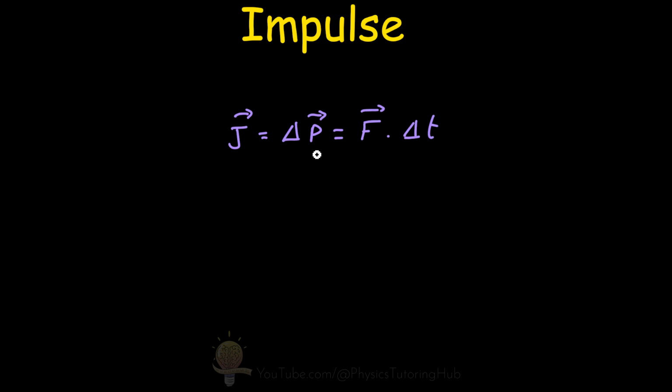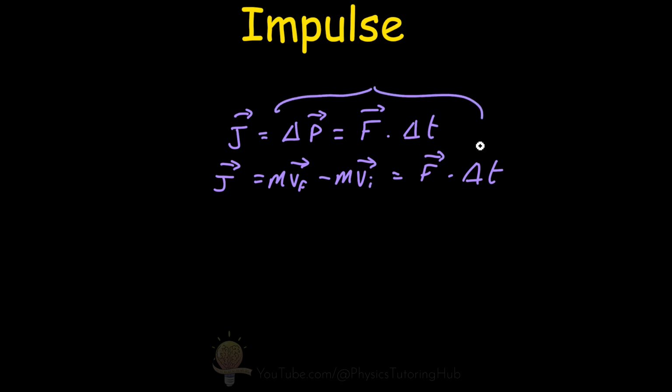And if we expand out this change in momentum term, remember momentum is mass times the velocity of the object, we get mass times the final velocity of the object minus the mass of the object times the initial velocity equals the force applied to the object over some time period. And the change in momentum is simply the difference in the object's initial and final momentum. So this expression here is called the impulse momentum theorem.